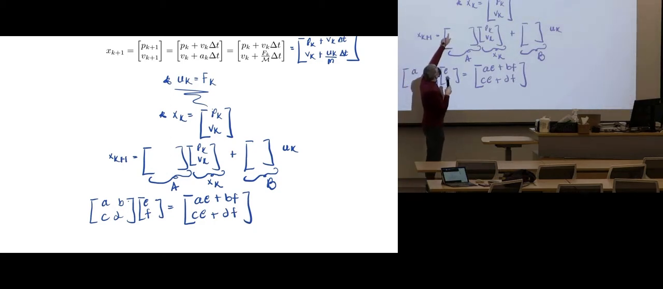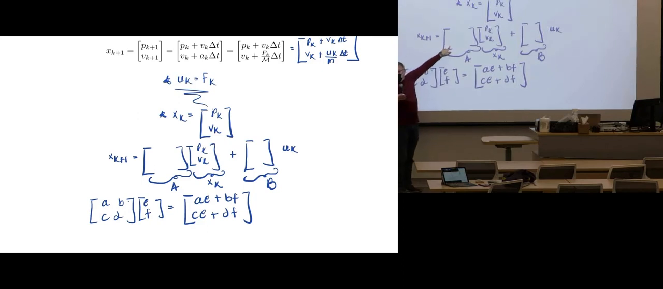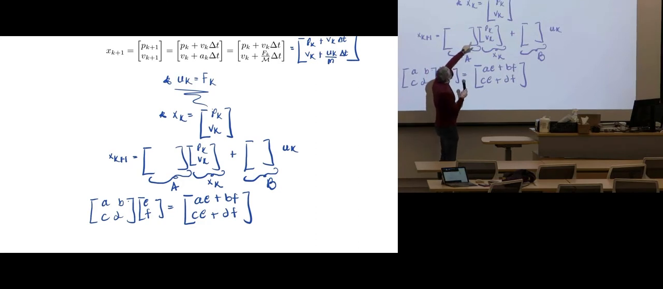Okay, what's this entry? What's multiplying pk in that vector up there? One. Okay. What's this entry? What's multiplying vk in the first row? Delta t. Yay! Now we go to the second row with vk plus 1. What multiplies pk? 0. Okay. Now, second row, what multiplies vk? One. Okay. That's how you get the A matrix.